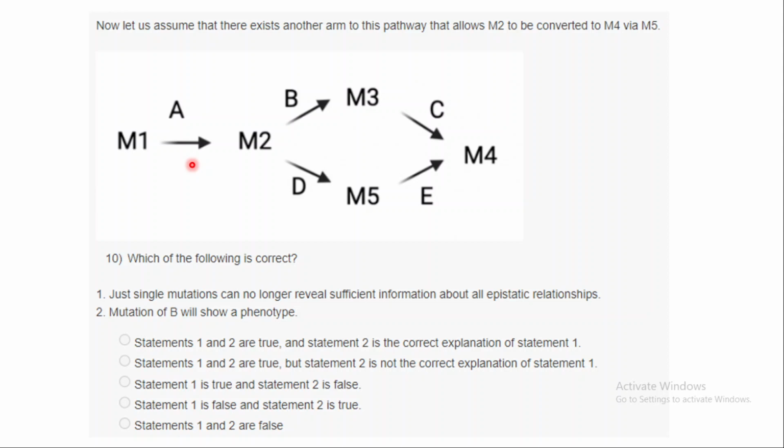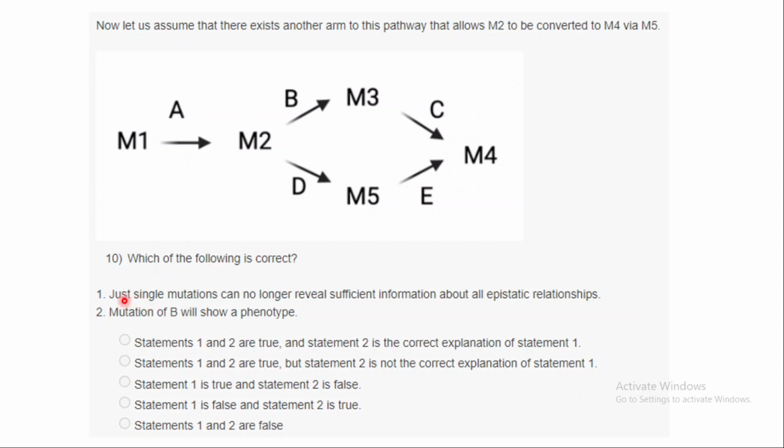Now for the last question, question number 10. Let us assume that there exists another arm to this pathway that allows M2 to be converted to M4 via M5. So we have another branch here. Through M5, we can go to M4 now. Now, which of the following is correct?